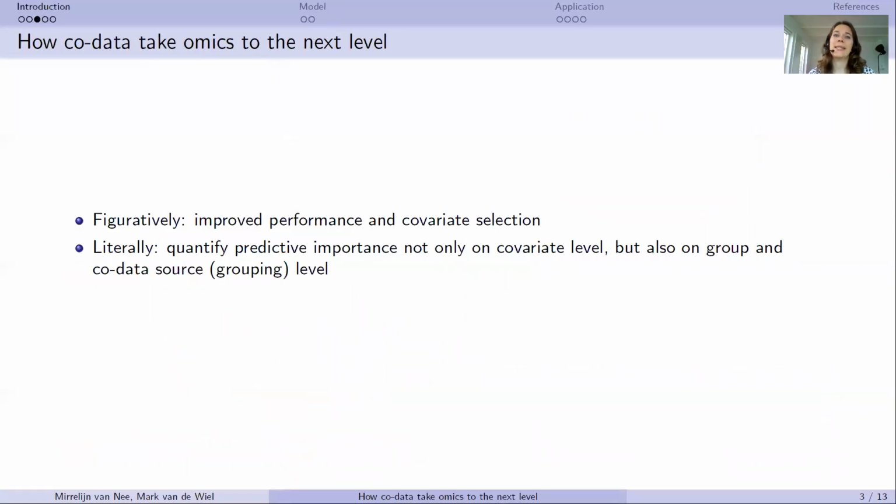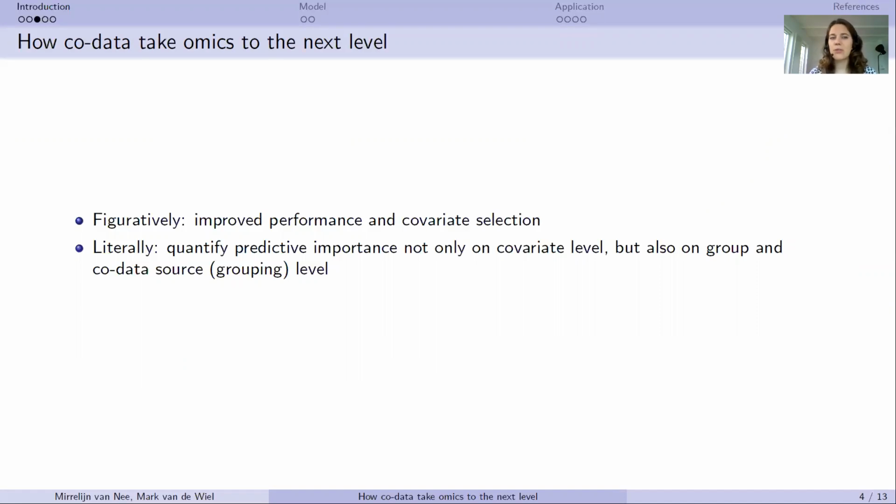Now, how does codata take omics to the next level? In two senses. Figuratively, we can learn from codata to improve prediction performance and the covariate selection. But also literally, we can use codata to quantify predictive importance not only on the covariate level, but also on the next level, on group level and on codata source level. So I'll mostly focus on the second point, and in the end, I'll briefly touch upon the first point.